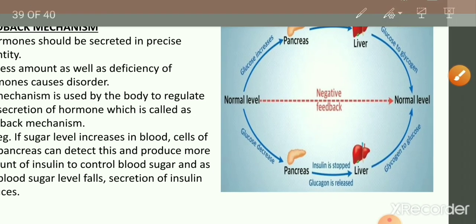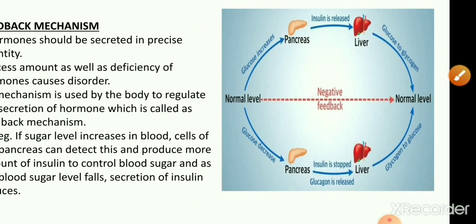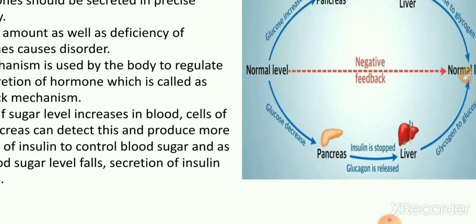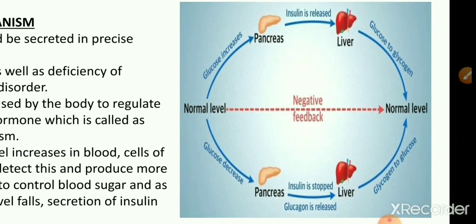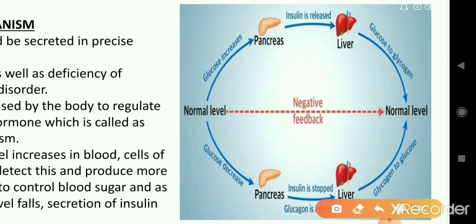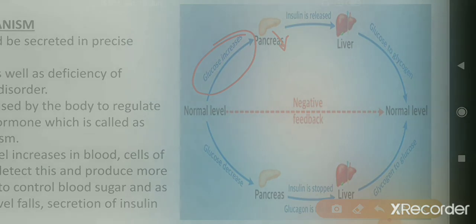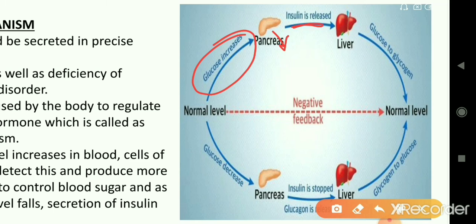For example, the example given in your NCERT book is shown over here. Soon after having your food, once the food is digested and absorbed into the blood, the glucose level will increase. When the blood with a higher level of glucose passes through the pancreas, this stimulates the pancreas to release insulin. As already told, insulin is a hormone which reduces the blood glucose level.